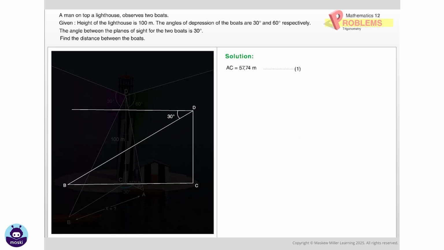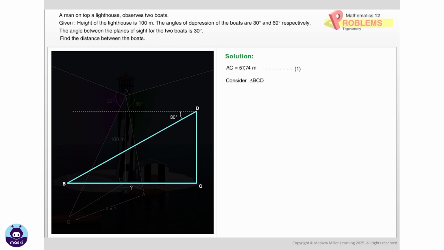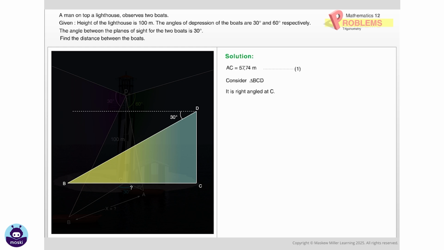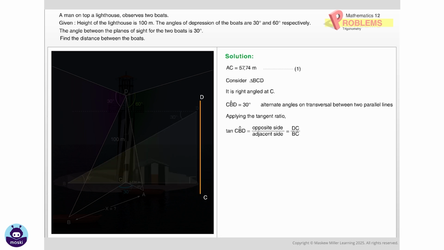Now, let us find the distance of boat B from the bottom of the lighthouse. Consider triangle BCD. It is right-angled at C. Angle CBD is equal to the angle of depression of B from D, alternate angles on transversal between two parallel lines. We can apply the tangent ratio to determine BC. Tan angle CBD equals opposite side over adjacent side equals DC over BC.